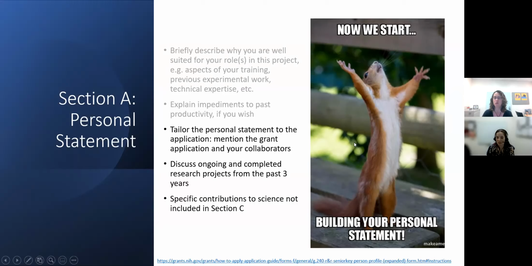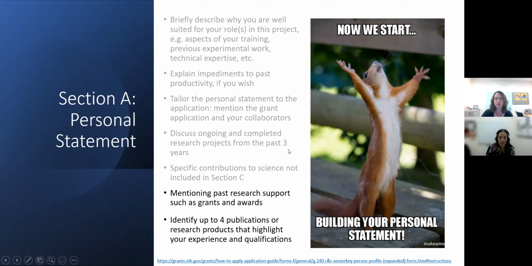As you are writing, you want to make sure that you're tailoring the statement to the grant that you are applying for. So mention the project, the collaborators. You can here discuss ongoing and completed projects from the last 3 years, and any specific contributions to science that you don't include in section C, if it's something relevant. You can also mention past research grants or awards in this section if it's relevant, since you might have noticed that the research support section has been removed. You don't have to list them anymore.